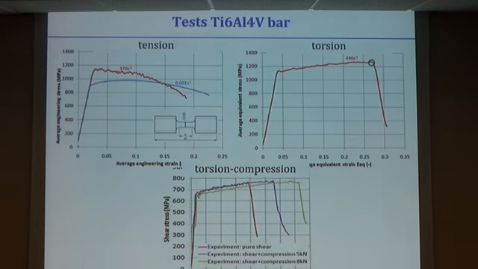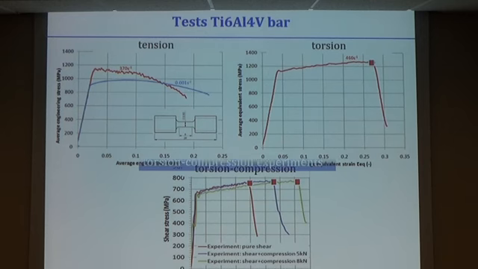The bar experiments, here tension, torsion, very similar conclusions, and here the torsion compression, that's a very interesting one. So here without the compression, here with the compression, and what is clear, even here for this case we applied an additional compressive stress of 340 megapascal, and we got a gain in fracture strain of almost 50%. Further loading in the axial direction gave us double the fracture strength. So also in the negative triaxiality region, the material is very sensitive to the triaxiality.